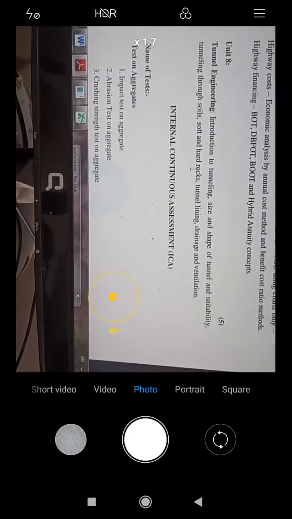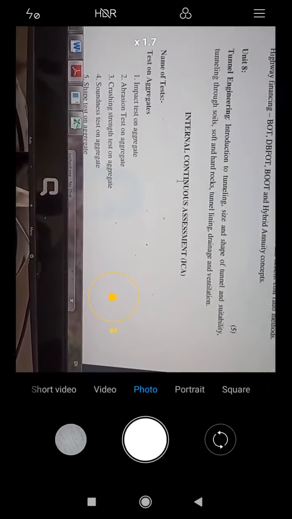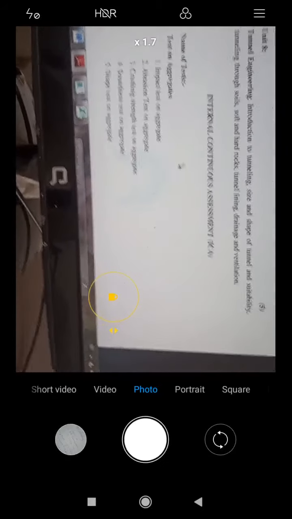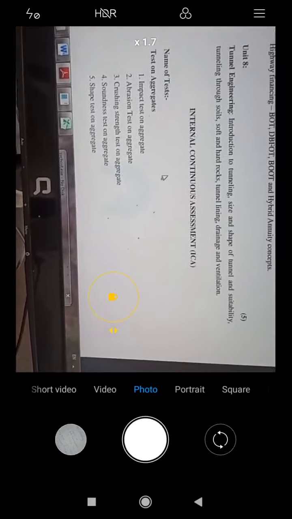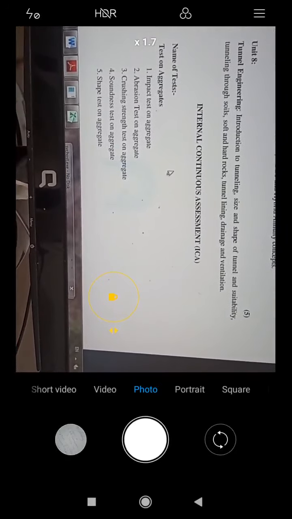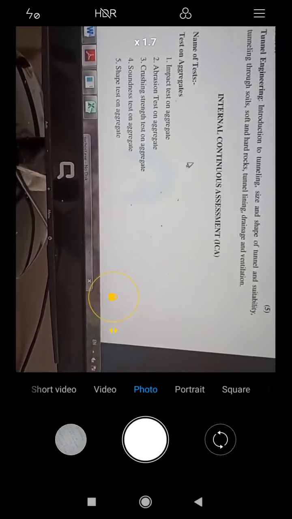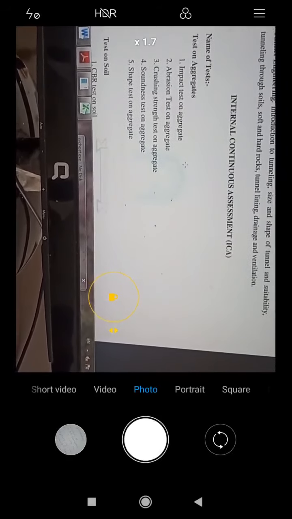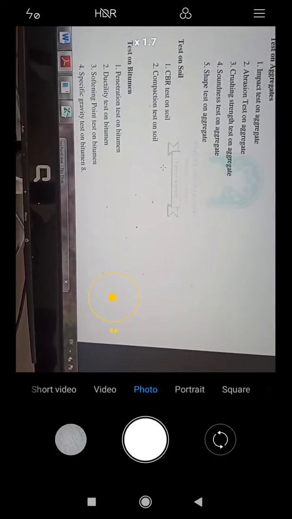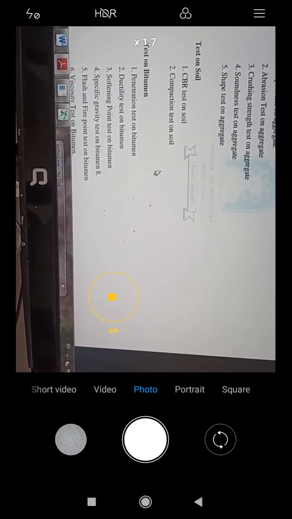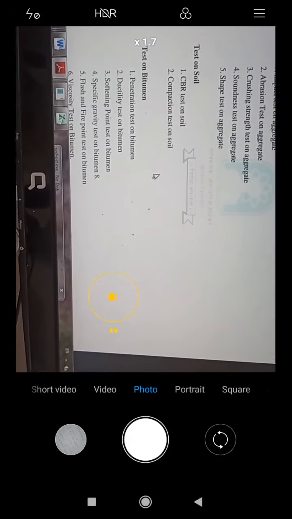Okay students, the internal continuous assessment, I have already told you what kinds of tests we have conducted here in the transportation laboratories. These are the tests on aggregates: impact test, abrasion test, crushing test, soundness test and shape test. Basically two tests on the soil: CBR test on soil and compaction of the soil.